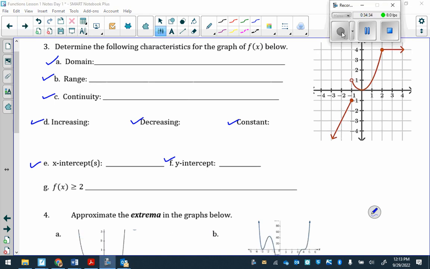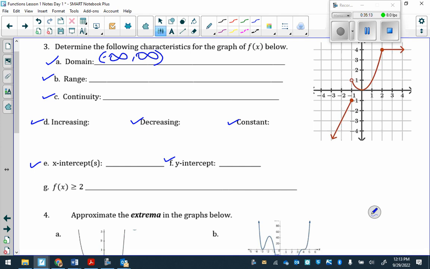All right, you guys, domain. What would the domain be? Yeah, Isabel. Perfect. Good. Negative infinity to infinity. Okay. And here's where you're going to see a difference with the range. You guys have smiles on your faces. Go ahead. What do you have?